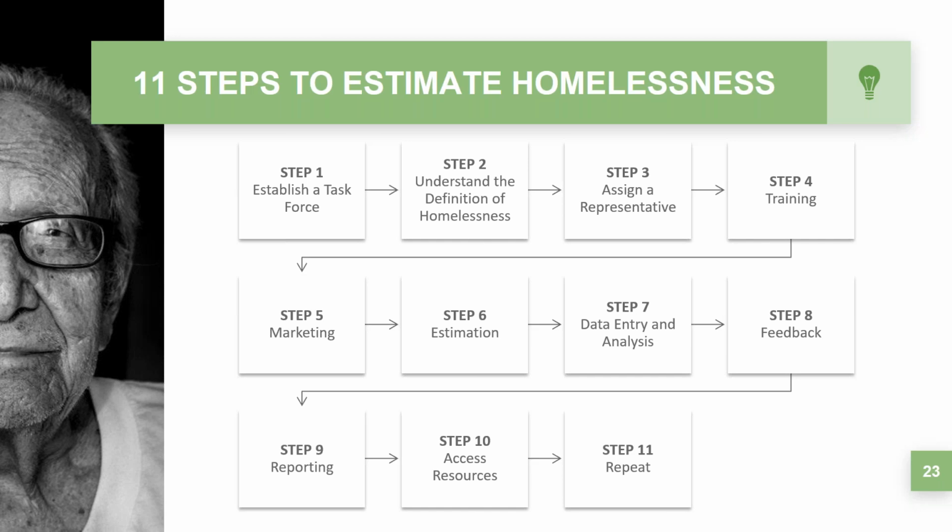The representative has to train the task force. They have to be on the same board. They have to understand the main purpose behind this estimation. Step five is marketing. The community has to be on board. The community has to understand what the need is.